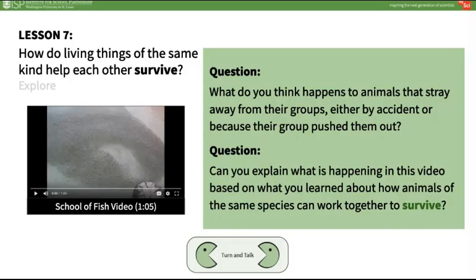Then ask students what they think happens to animals that stray away from their groups, either by accident or because their group pushed them out. After taking a few responses, show this video of sharks and a crane preying on a school of fish.